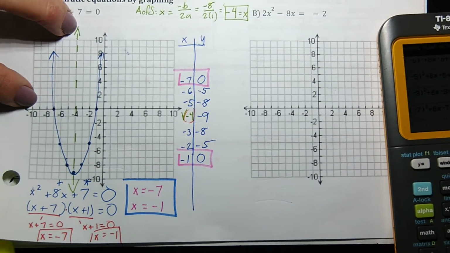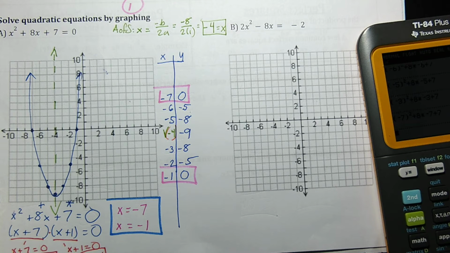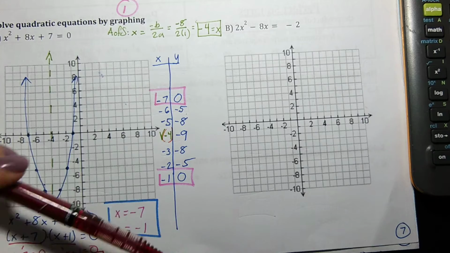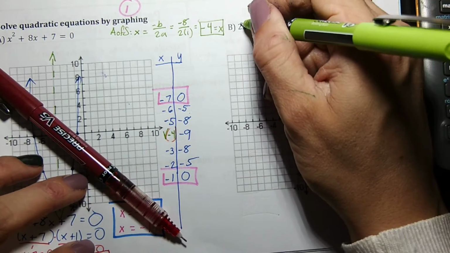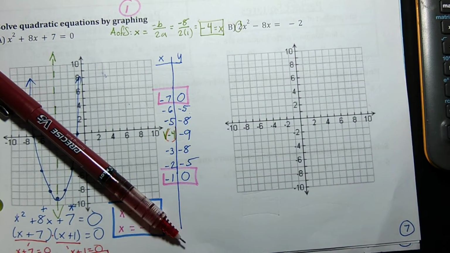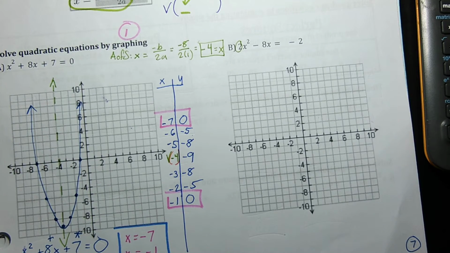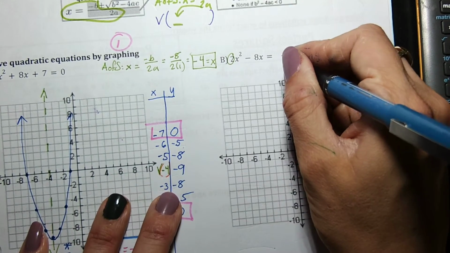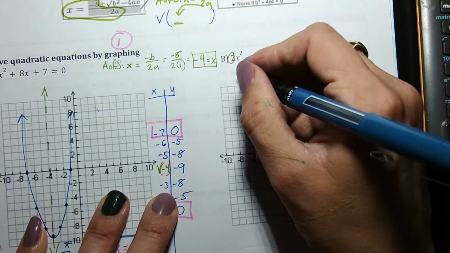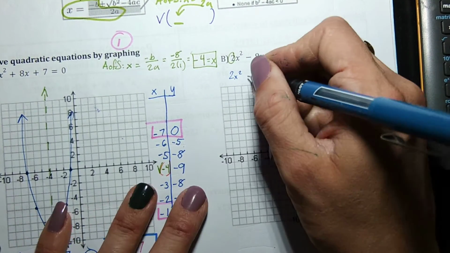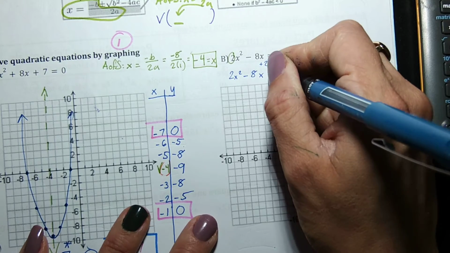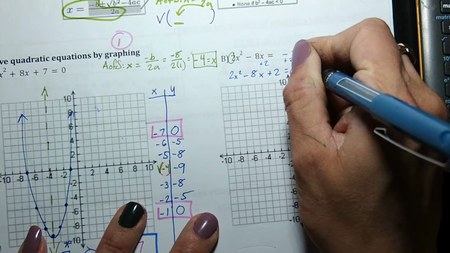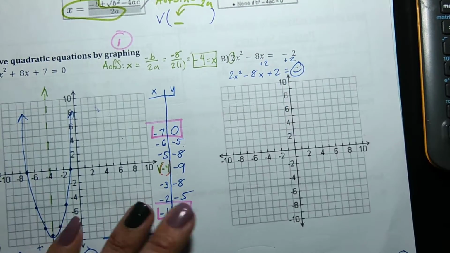So let's go ahead and take a look at this next one. Looking at that equation, what's our first beef with it? Not in standard form. So let's keep our a value positive, which is right now. And let's add that 2 over to the other side. That way we'll have 2x squared minus 8x plus 2 equals 0.